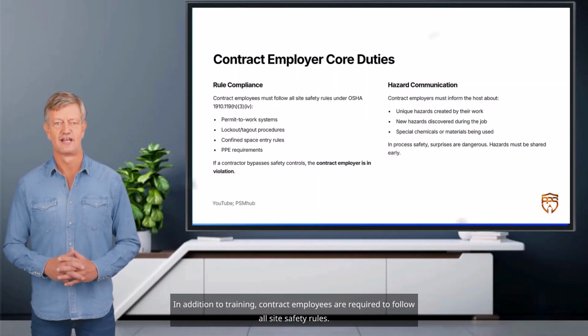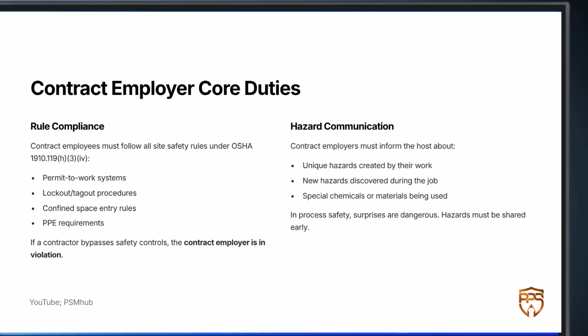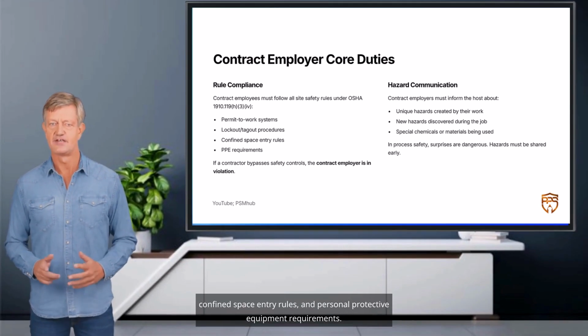In addition to training, contract employees are required to follow all site safety rules. This includes permit-to-work systems, lockout and tagout procedures, confined space entry rules, and personal protective equipment requirements. This is not optional.